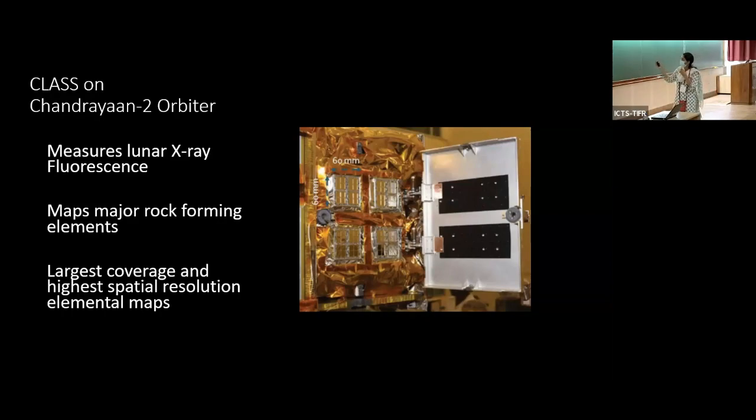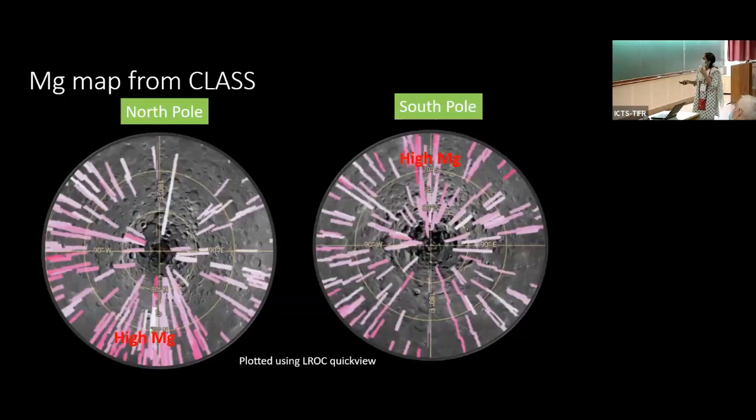So this time, because Chandrayaan-2 has been there for more than 3 years now, and the sun is active, we have had a good coverage in X-rays. And so we can say that this is one of the largest coverage in X-rays and highest spatial resolution elemental maps. I'll just stick to some preliminary results.